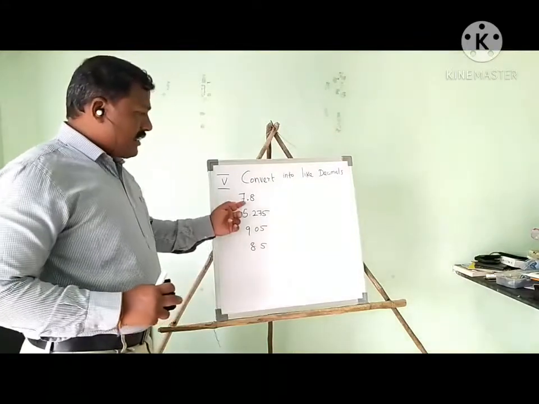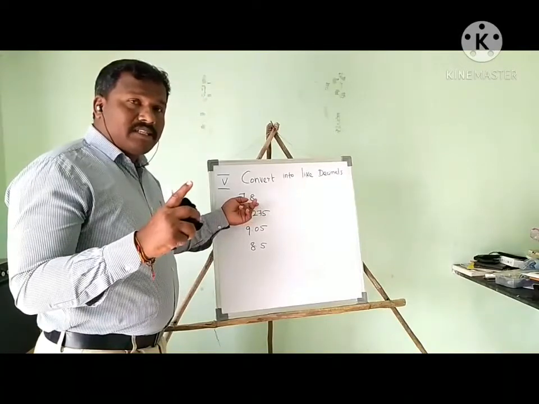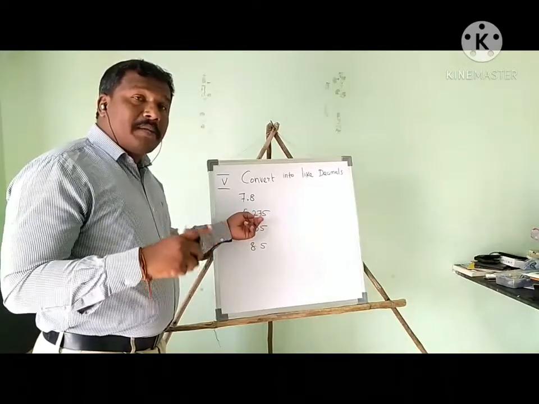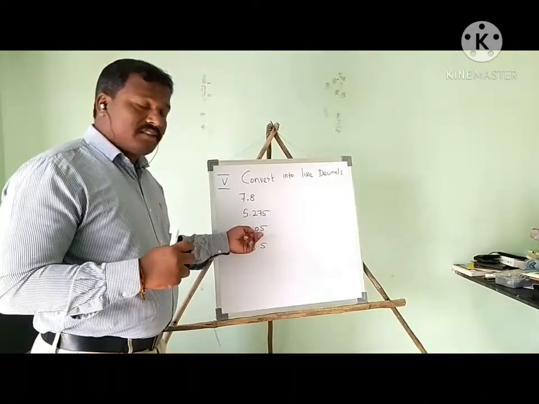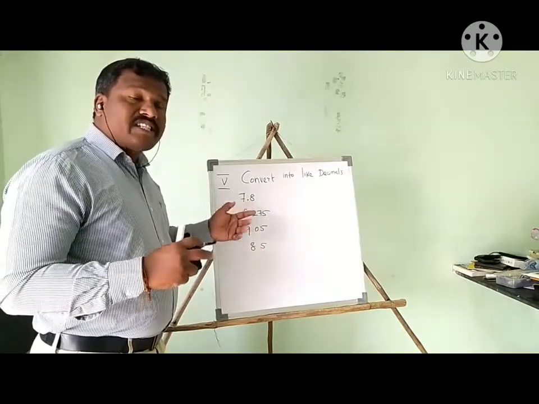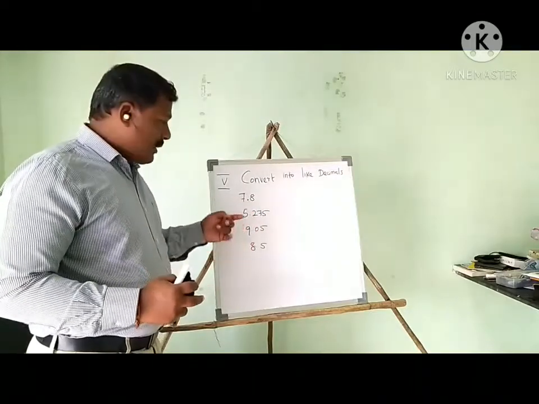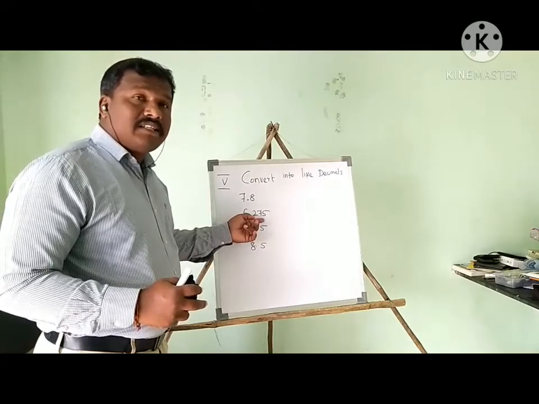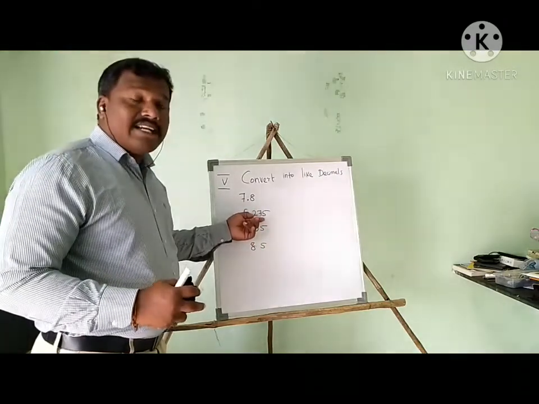If you look at this, on the right side of the decimal point they have only one place here. Here, on the right side of the decimal point, there are three places. Here we have two decimal places, and here only one place. Among all the decimals, which has the highest decimal place value? 3 is the highest, because 5.275 has 3 places. Here 1, here 2, here 1. This is the highest.